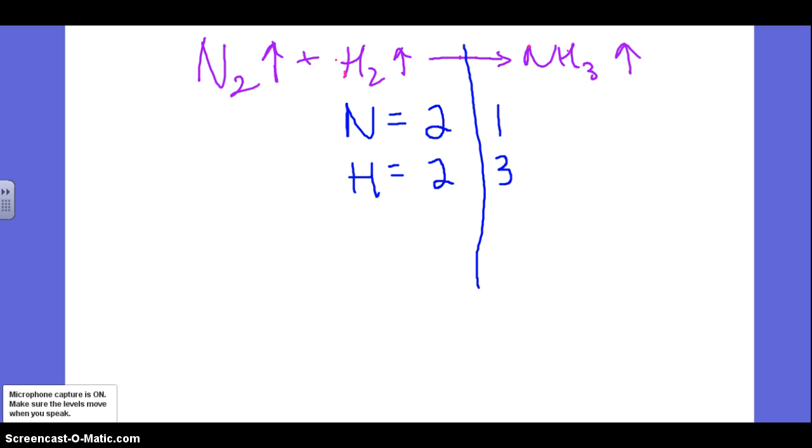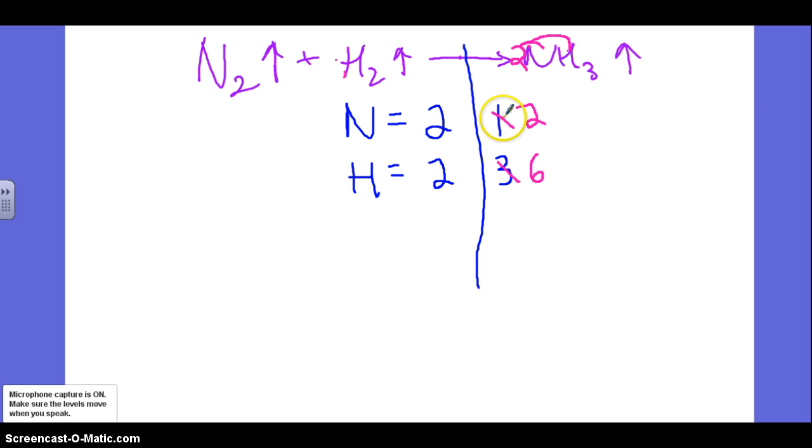So let's add coefficients and see how that changes the amount of atoms on each side. I need more nitrogens on the right side, so I want this 1 to change to a 2. I can do that by putting the coefficient 2 in front of the ammonia. And what that does is this 2 will distribute to everything in the compound by multiplication. So I end up with 2 nitrogens, and then 2 times 3 hydrogens, now there are 6 hydrogens.